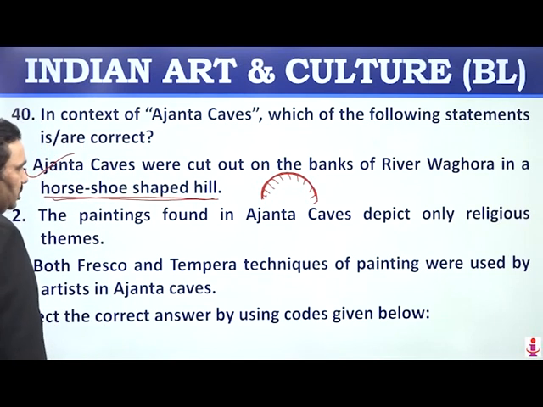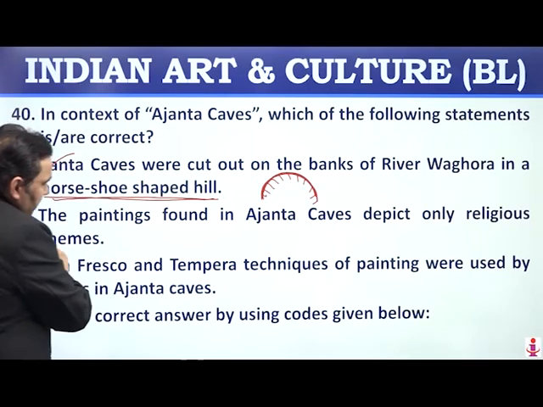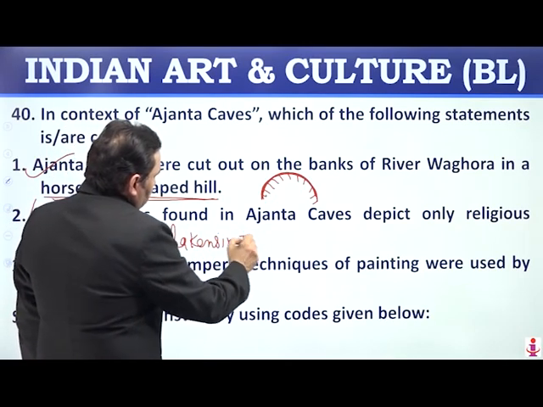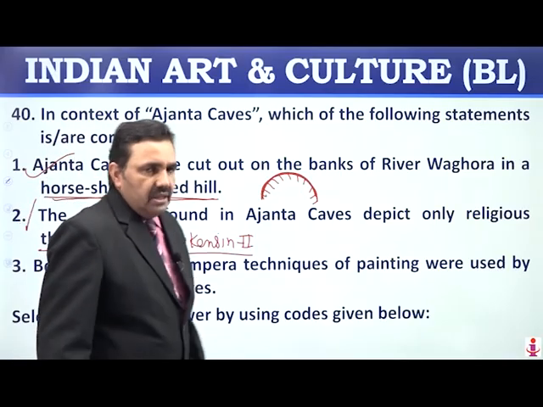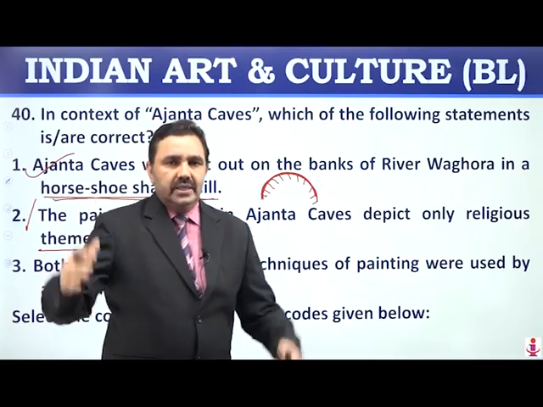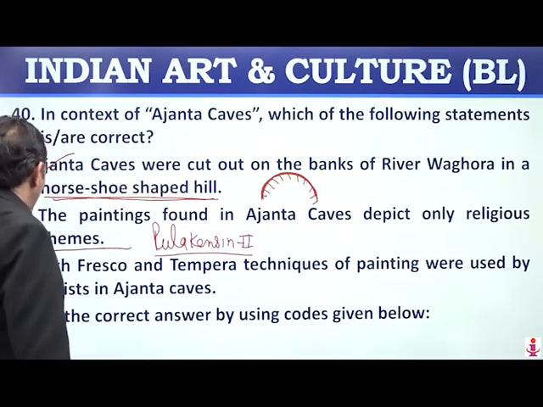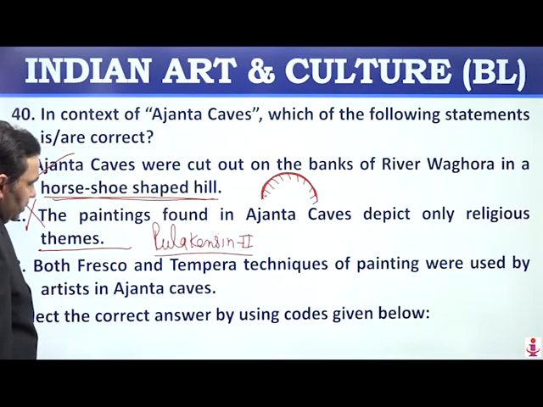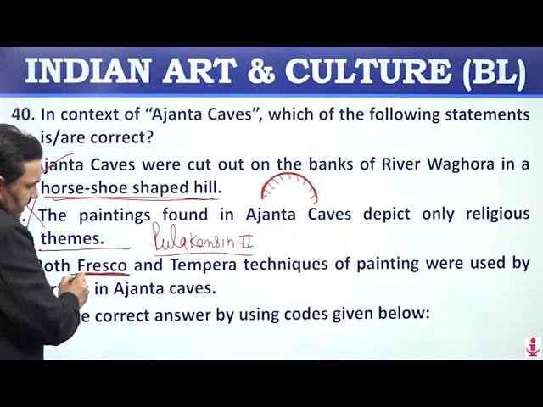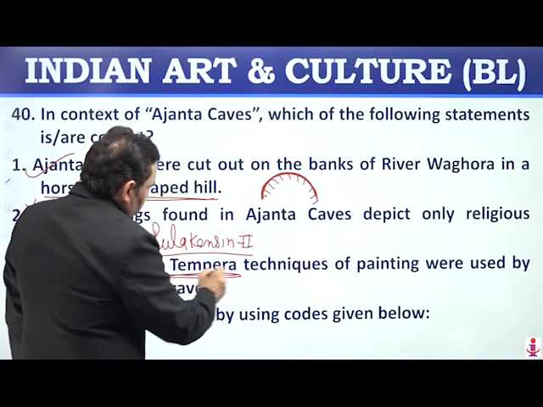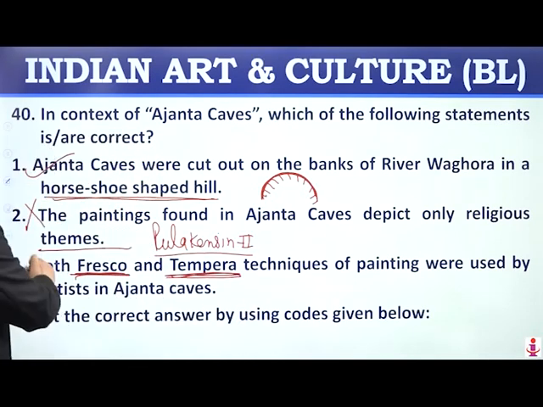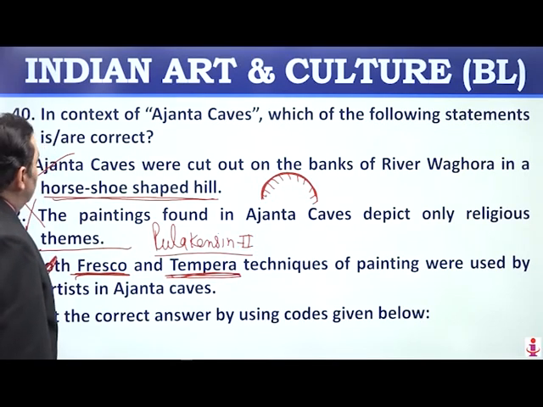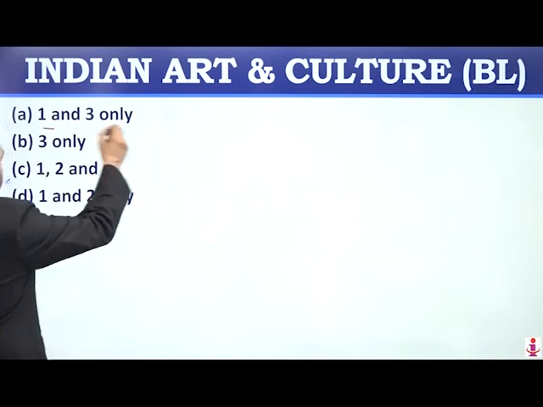The paintings found in Ajanta caves depict only religious themes. That is wrong, because in cave number 1 at Ajanta, one of the paintings depicts King Pulakesin II of Chalukyan dynasty receiving the Persian ambassador of King Khusro II. That is not a religious theme. Second is wrong. Fresco means use of wet plaster to make painting. Tempera means use of dry plaster to make paintings. Both techniques were used by the artists in Ajanta caves. That's correct. 1 and 3 are correct. Option is 1 and 3, that is A.